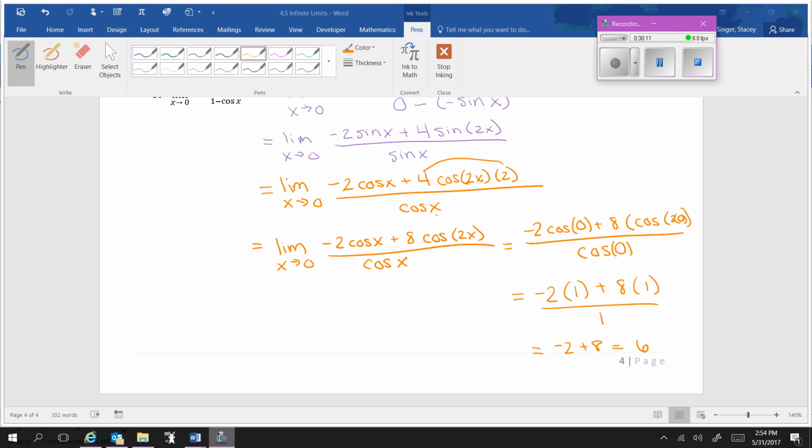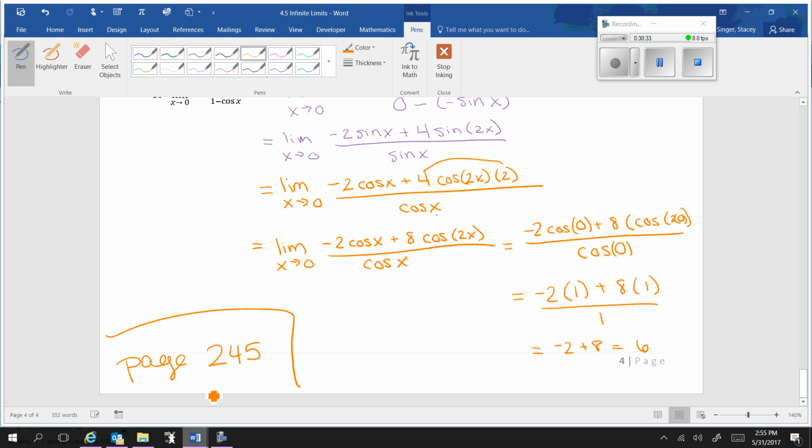So copy the notes, do as much as you can of the homework for extra credit, and this is assignment 22 on page 245. If you want to do it, you don't have to do it. I highly suggest you do it because it's helpful. And remember to keep on working on your review for the final.